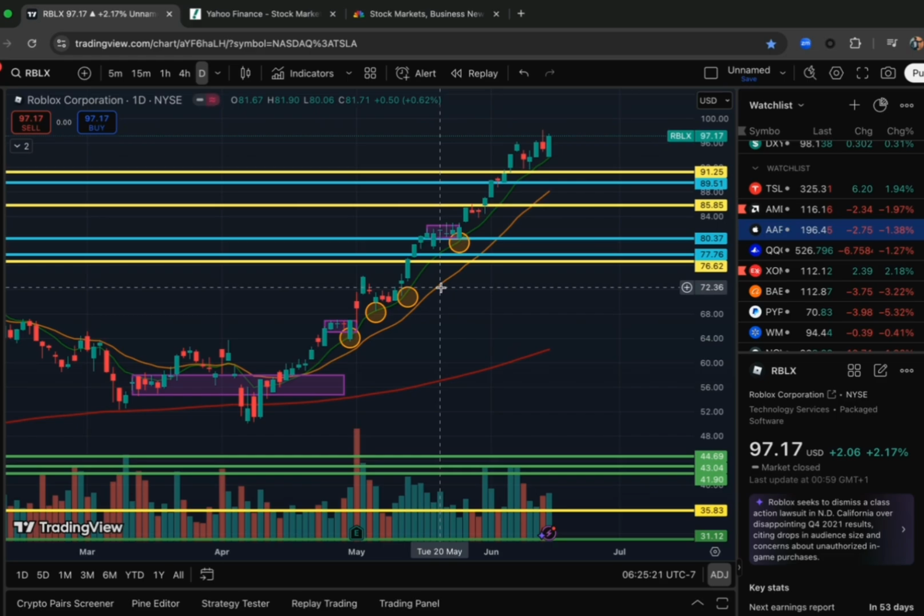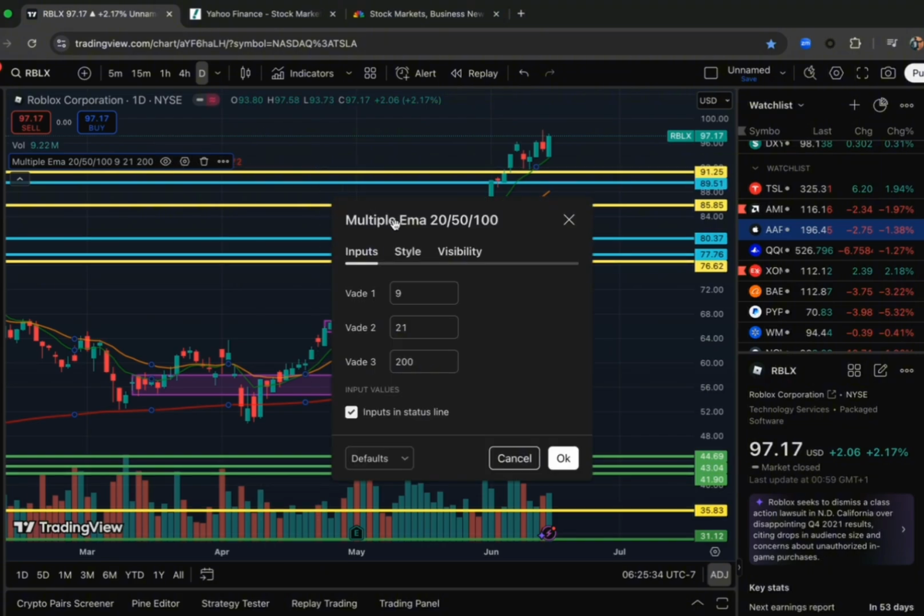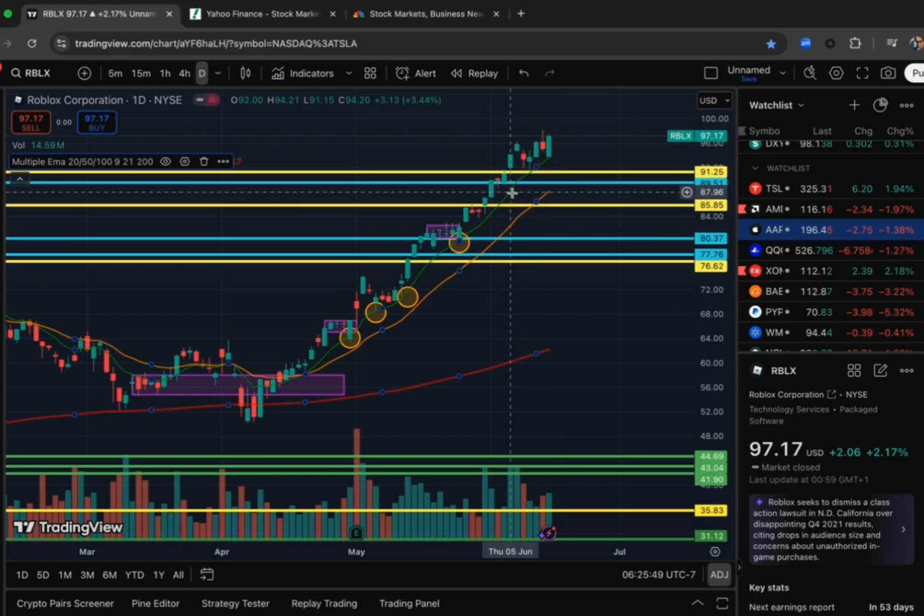So, like I said, if we start from the very beginning, I have an indicator here. It is called the multiple EMAs, 20, 50, 100. If we look at the settings for this, I have 9, 21, and 200. These are all different periods of days. The 9 is a 9-day period, 21 is a 21-day period, and 200 is a 200-day period. So the green line here is the 9-day exponential moving average, the 9-day EMA. The orange line is the 21 EMA, and the red line is the 200 EMA.